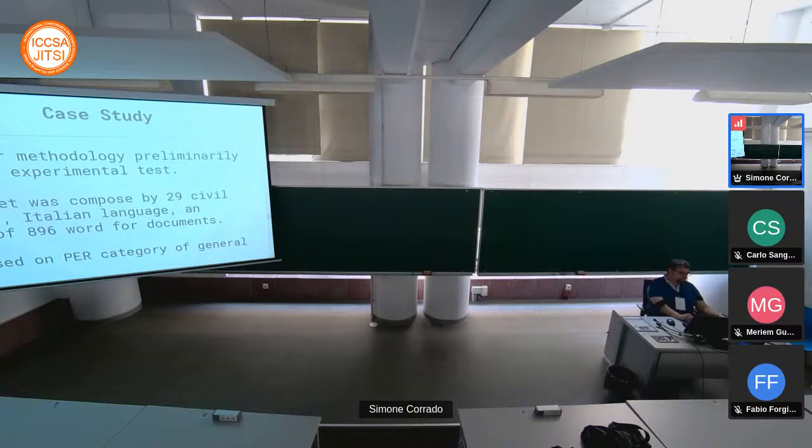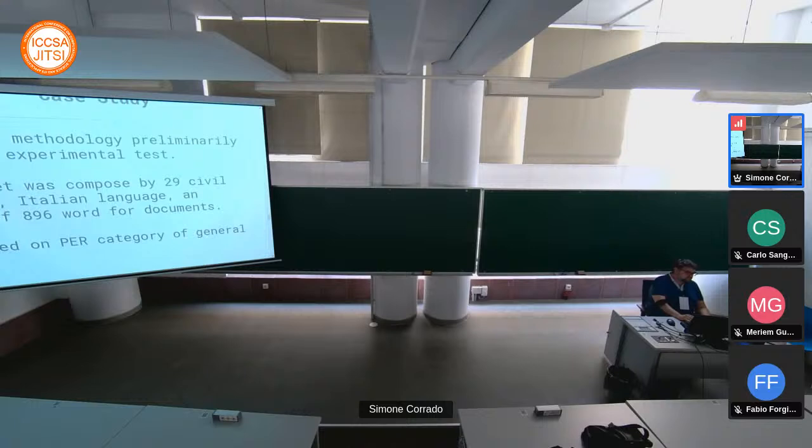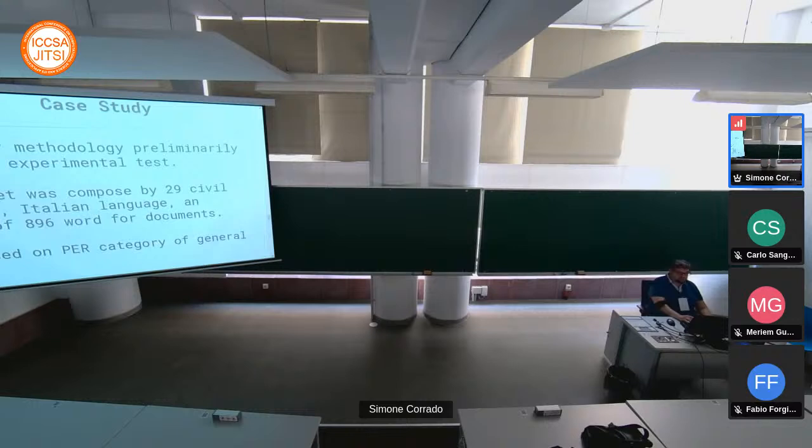Okay, the case study. We test, of course, our methodology. This is a preliminary test because it is very experimental. The data set was composed of 29 civil judgments in Italian language, and we have an average of 896 words per document. This is only, of course, an average. And we focus in this test only on the person category of general NER because it's one of the most important categories in this kind of anonymization, because of course you need to anonymize the names of the people in your sentences.